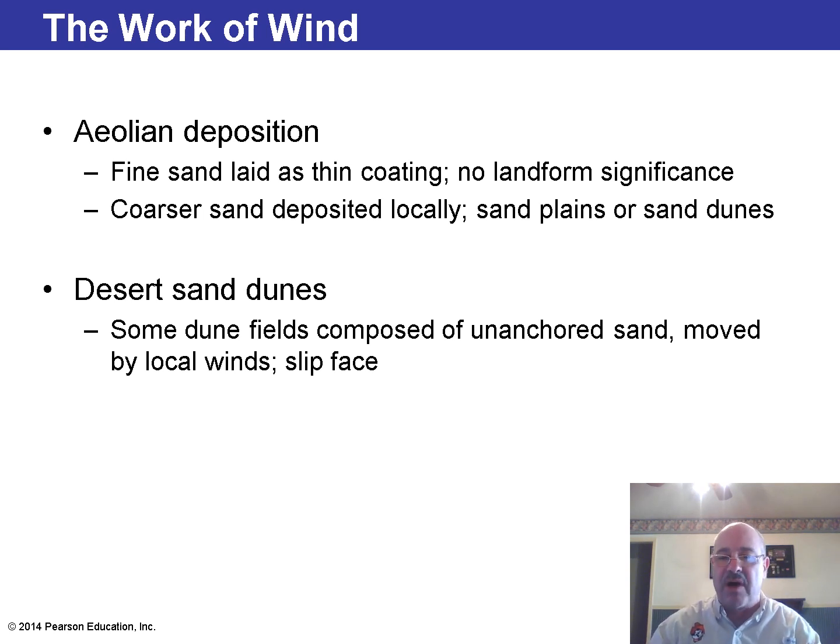Okay, it's just like anything else. The wind is just like the water. The bigger, heavier stuff is going to fall out first as the wind slows down. So the bigger, heavier stuff falls out, the lighter stuff stays up, okay? Desert sand dunes. Some dune fields are composed of unanchored sand moved by local winds. And then there's that slip face, okay?